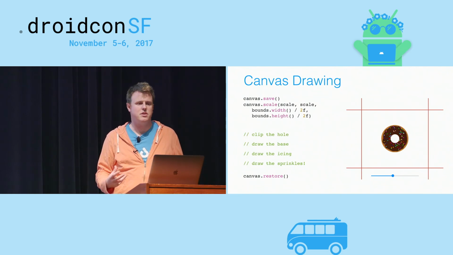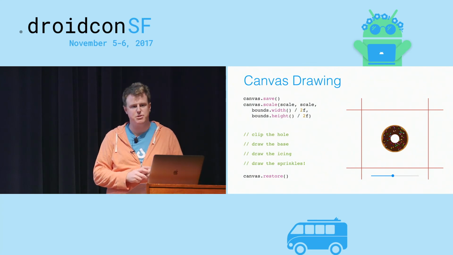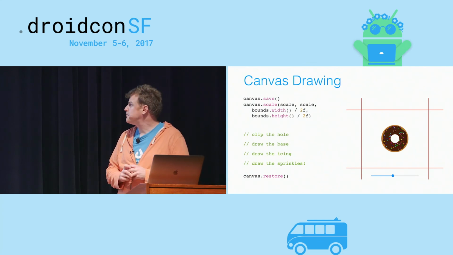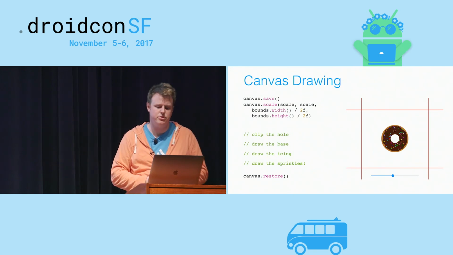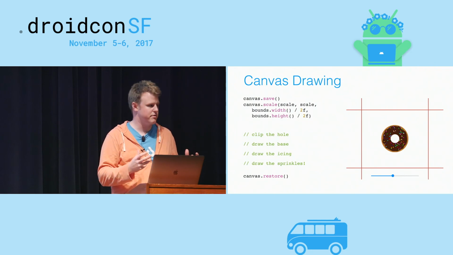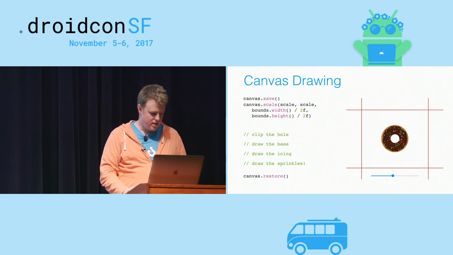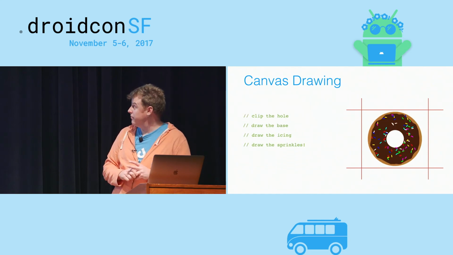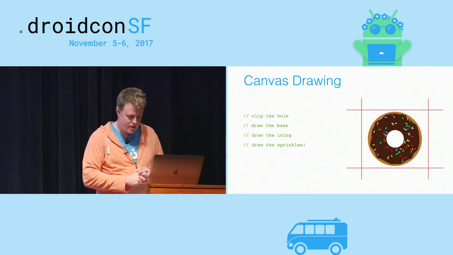And these calls, they certainly can be done in non-optimal fashions, but this is actually really performant to draw this way. All of the math for scaling and that sort of thing stayed the same. We're just scaling the canvas. And so that's how you can draw a donut.